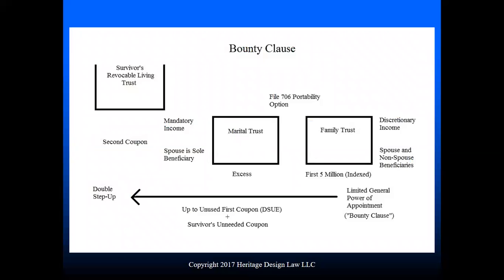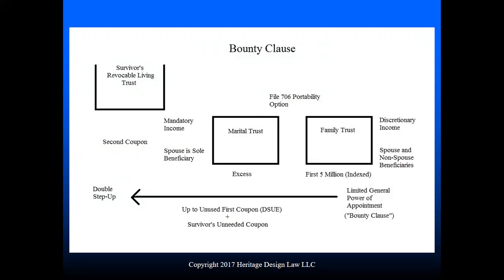So here's what it looks like. When the first spouse dies, we file a Form 706 in order to select the portability option. And that's going to be filed even though there's no federal estate tax return that might be due. So even though your estate is less than the $5 million, we're still going to file a Form 706 in order to elect portability of the unused exemption amount.